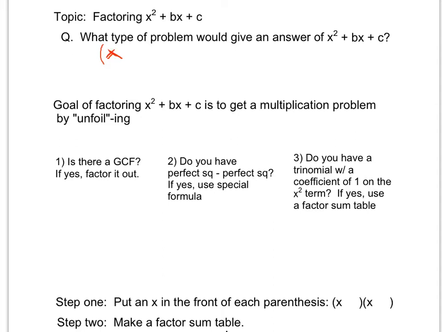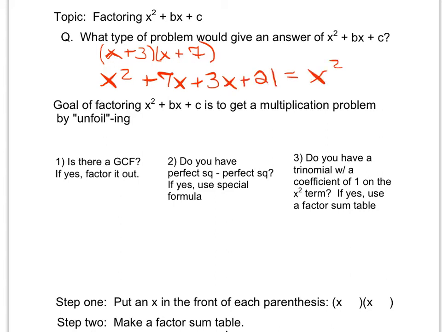And I am familiar enough to know that a binomial times a binomial, to be specific, is what gives me this. I get that by doing first times first, outside times outside, inside times inside, and last times last, giving me x squared plus 7x plus 3x plus 21, combining like terms, giving me x squared plus 10x plus 21.